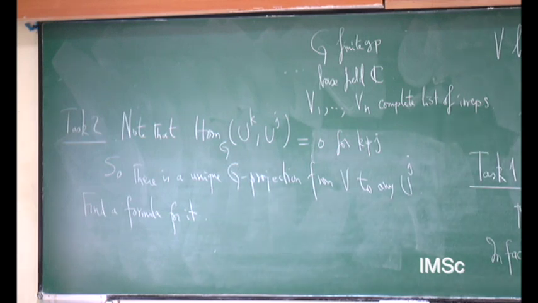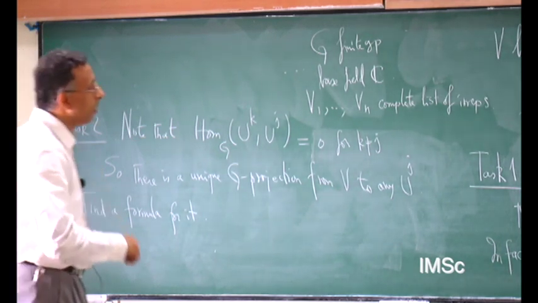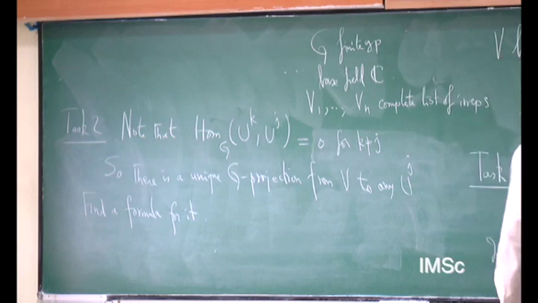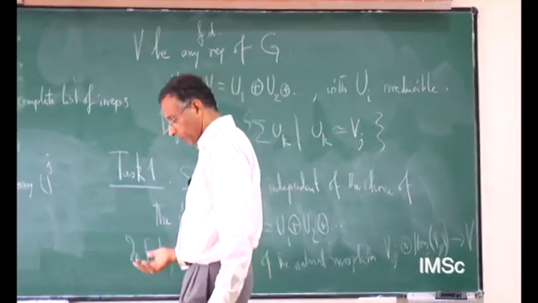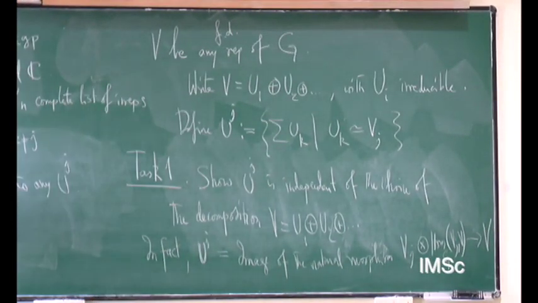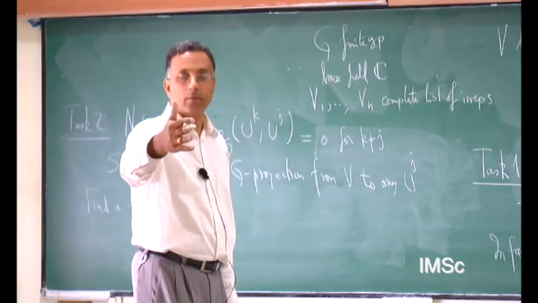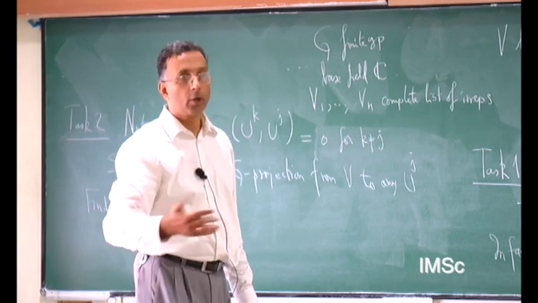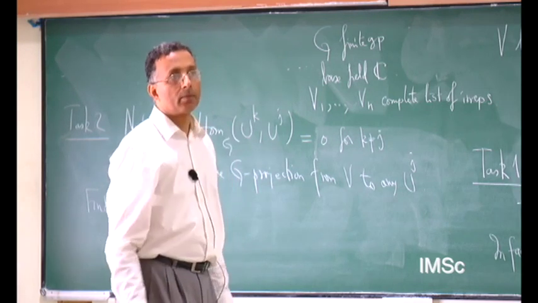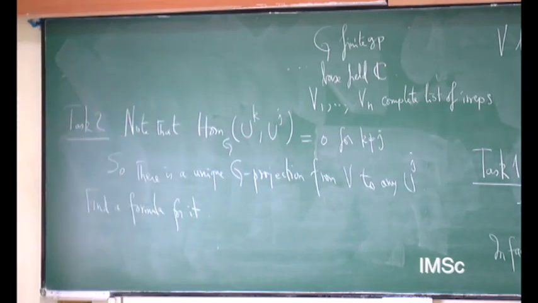And if the U's are G spaces, since you are taking G representations, you get the G projection. Why is it a G projection? Because they are G complements. So there is a G projection: namely, you take the identity on that U1 and 0 on the rest. That is a G projection because it's a sum of G maps.